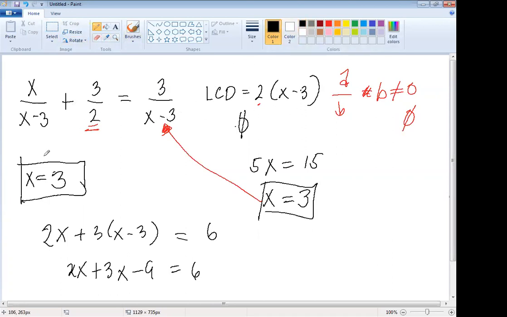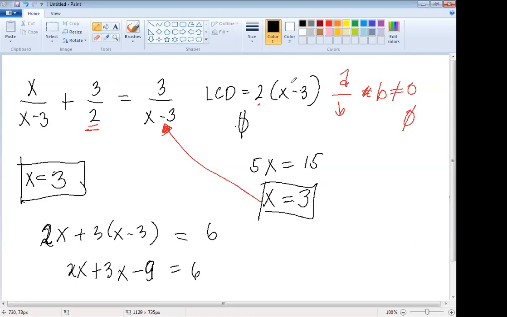Okay, so when you get that one, you multiply each side. So therefore, we have 2 times x minus 3. So the answer is 2x. Yes, so this one will be the answer of that. Next, we have 2 here, so we have to eliminate this 2. 2 over 2 is 1. So 3 times x minus 3, that will give us 3x minus 9, right?